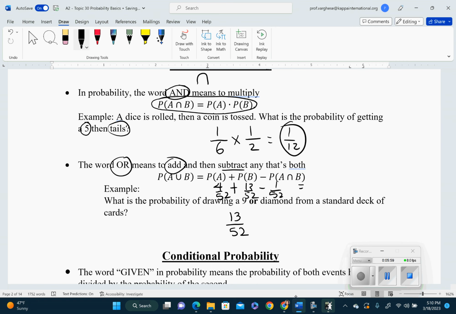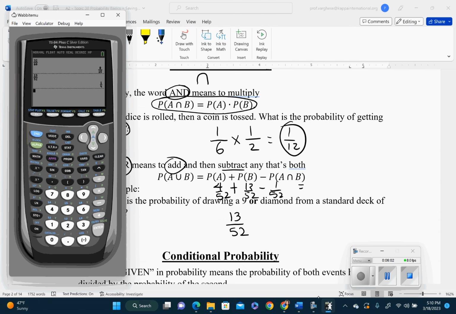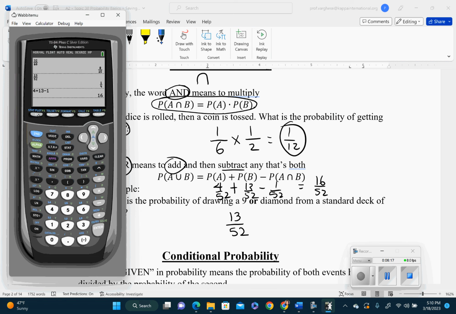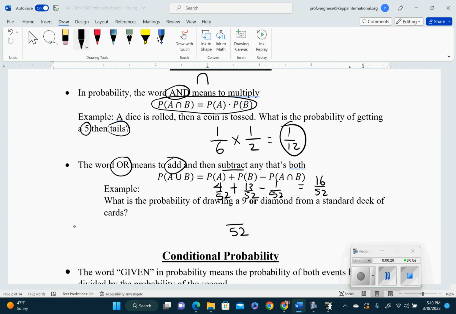And so we're going to figure out what that is. So let's use our calculator. So this is 4 plus 13 minus 1, and that's going to give us 16. So this is going to be 16 out of 52. And then we're going to take that right there. So alpha y equals, option number 1. We're going to do 16 on top, 52 on the bottom, and we're going to reduce this into 4 over 13. So our final answer to this question is 4 out of 13, right? Equals 4 over 13.